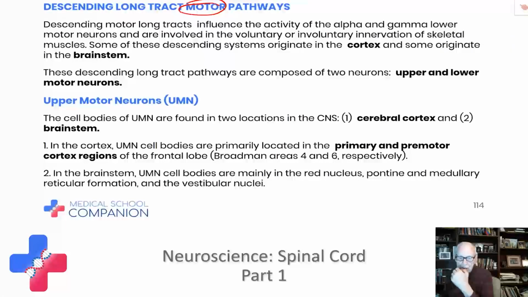Now, when you talk about descending motor systems, as you well know, they're divided into 2 neurons, as we just said above. There are two neurons in a descending motor system. They are named upper and lower. And so you want to have a little background information about these relative to any of these descending motor systems.